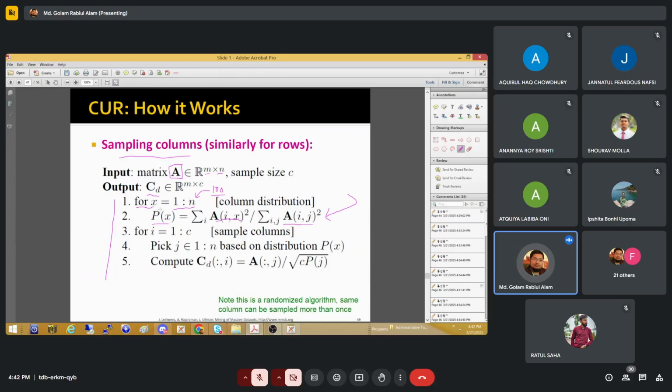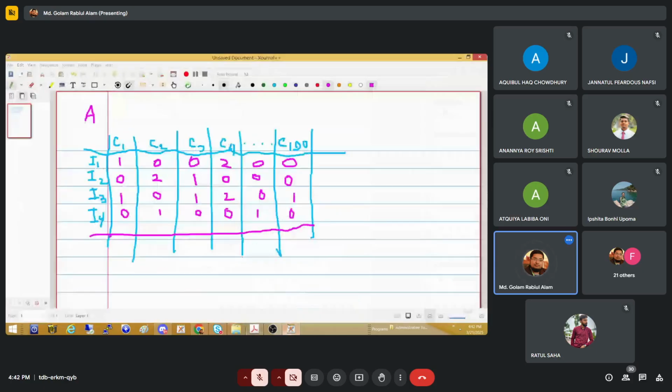And then we have to find out the probability distribution for each and every feature, for each and every column. And how can we determine that? We can see that we have to apply the summation of the Frobenius norms in this case. So how can we apply that?